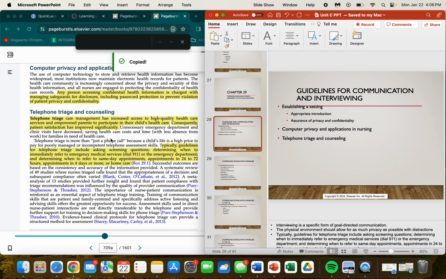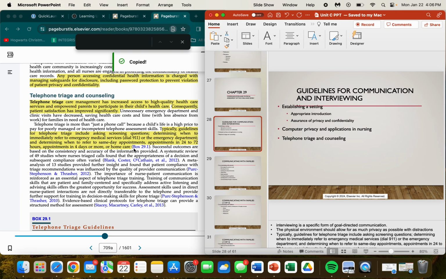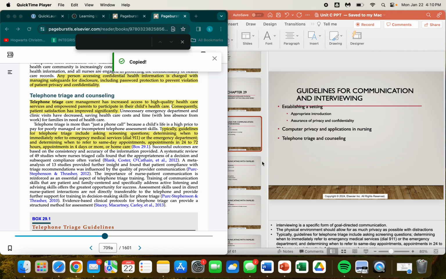And then your book talks a little bit about telephone triage care management. Your book talks about how telephone triage has increased access to care. A lot of times, patients will call into a telephone triage, and from there the nurse will screen the patient and tell them if the person needs to go seek emergency care or if they are okay to just go in for a same day appointment.